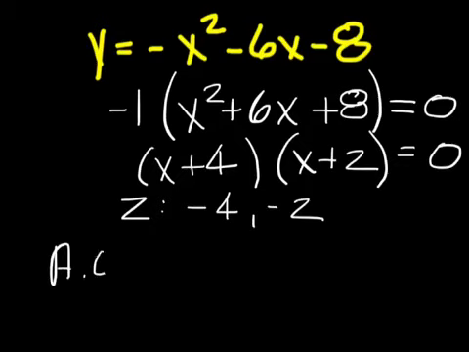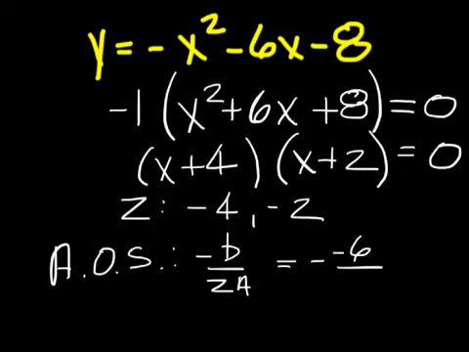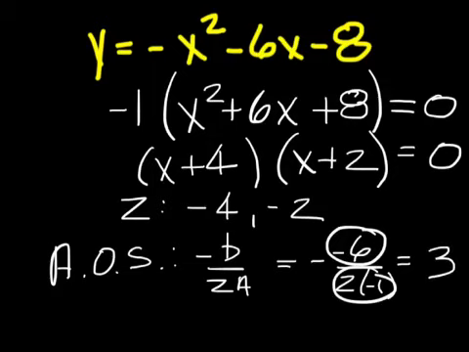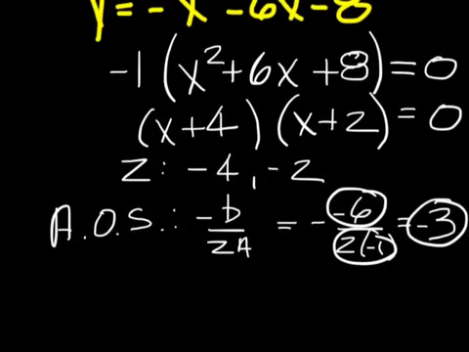Your axis of symmetry is going to be negative b over 2a. So that's a negative 6 over 2 times a negative 1. So you would come up with a negative 6 over negative 2, which is 3. Okay. Oh, there's a double negative, so it is a negative 3. You're right. Yeah, it's a negative 3. Axis of symmetry is a negative 3.